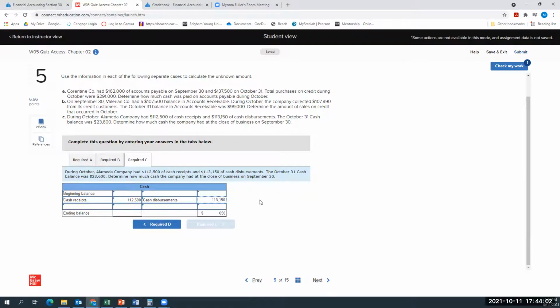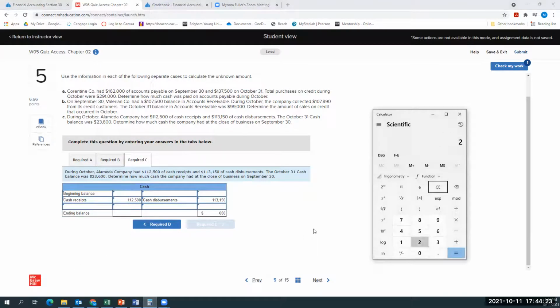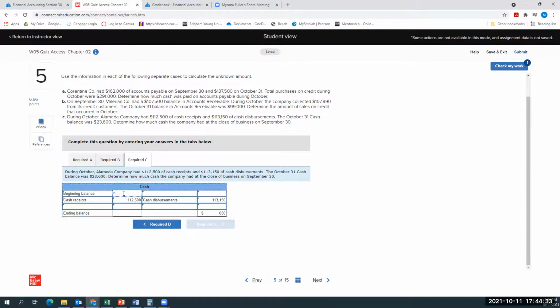Let's recognize that right now, this is going to lead us to an ending balance of negative 650, but we need to end up with an ending balance of 23,600. So if this was 23,600, we'd still be short by 650. So really, here's what we need our ending balance to be: 23,600 plus that 650 difference in our cash receipts and cash disbursements, which means our beginning balance must have been 24,250. And there we go. I'll use my last check.